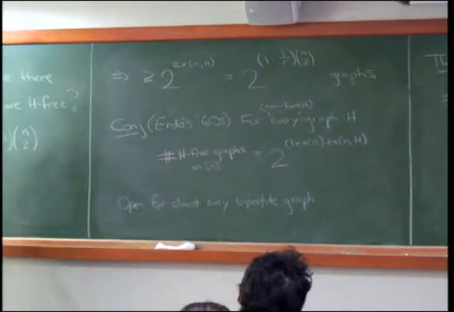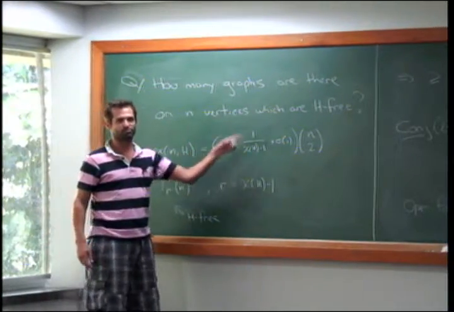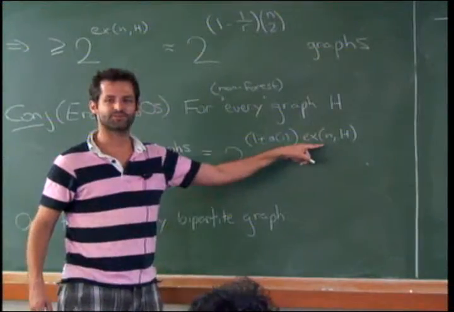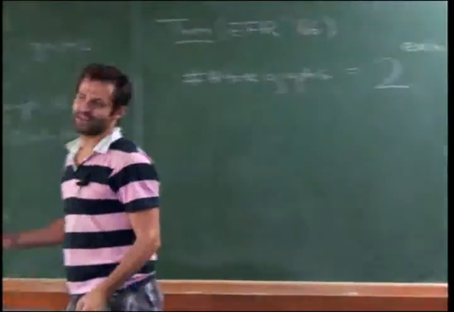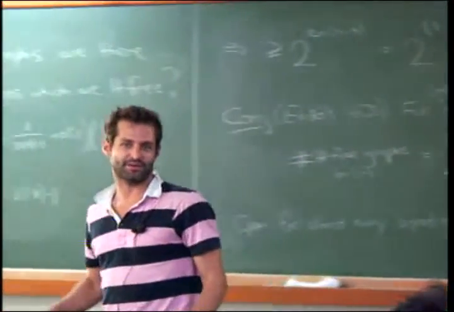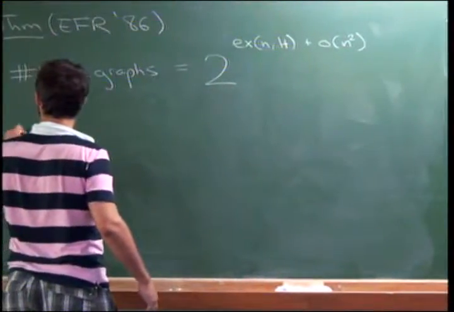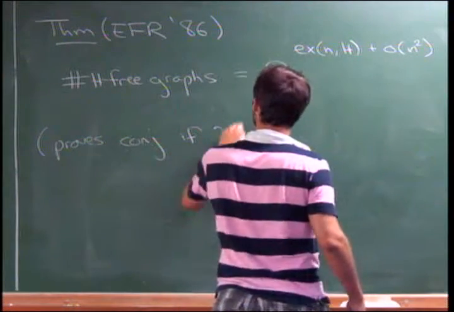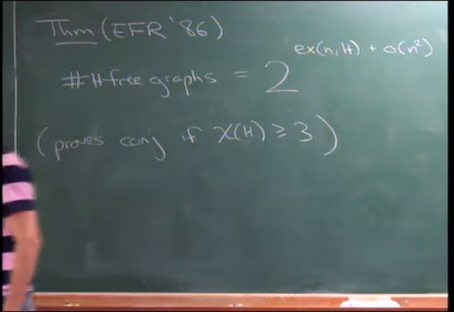Because if the chromatic number of H is at least 3, then the extremal number is quadratic, and so little o(1) times the extremal number is the same as little o(n squared). But if H is bipartite, it tells you basically nothing. Okay. So this proves the conjecture if the chromatic number of H is at least 3. Okay?